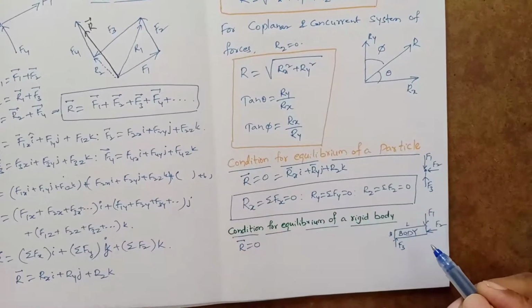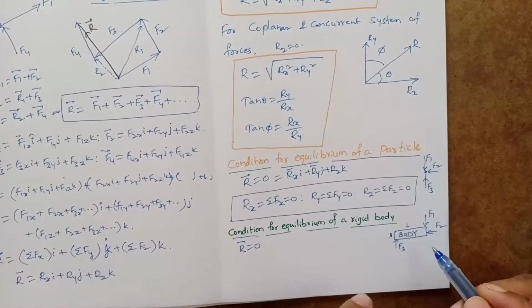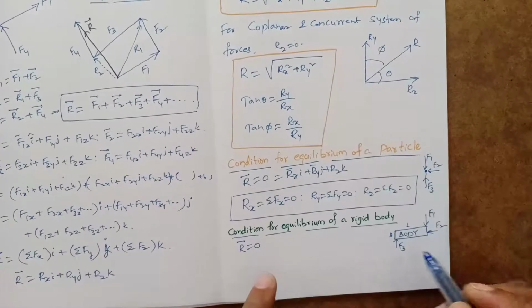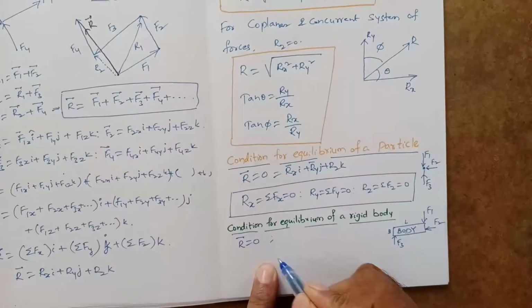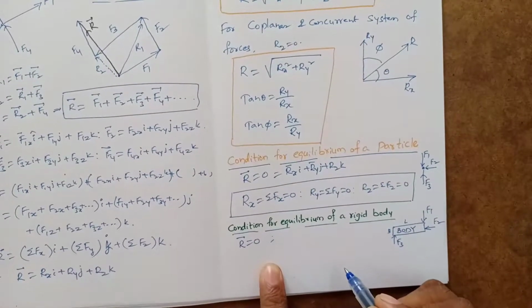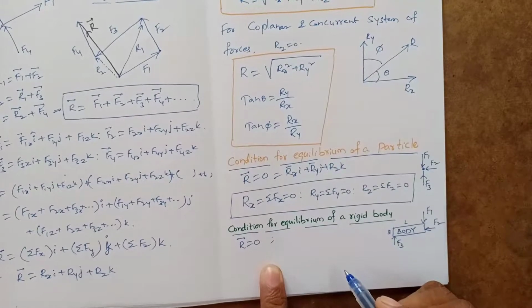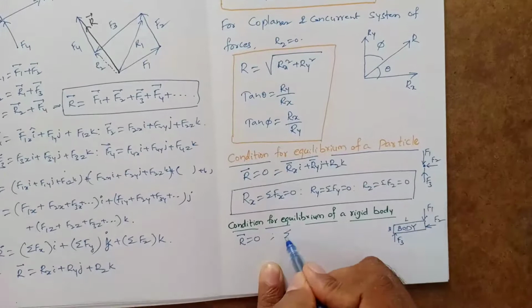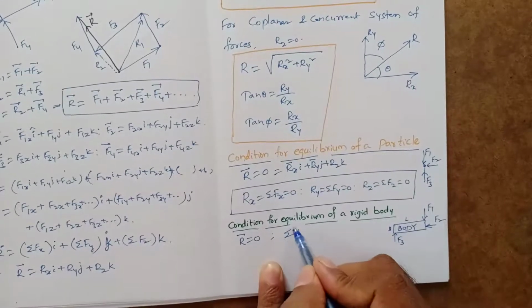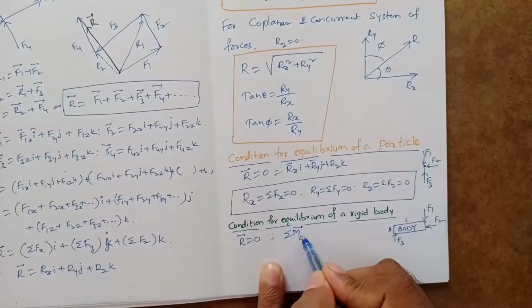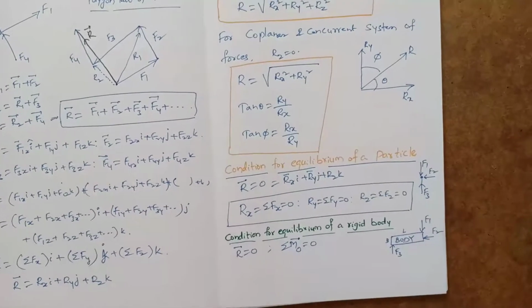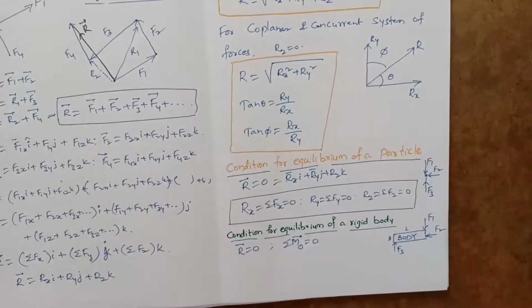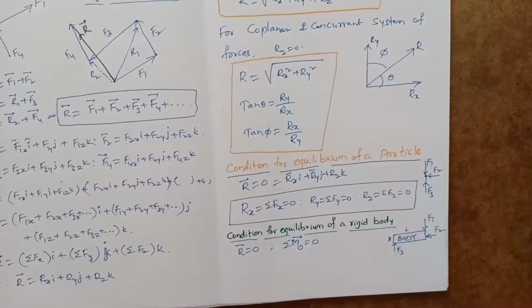So for the rigid body to be in equilibrium, along with the resultant force equal to 0, another condition should be satisfied: the moment, that is the rotational effect, must also be equal to 0. That implies the net moment about any point, say O, equal to 0.